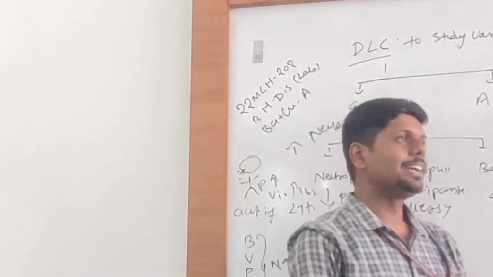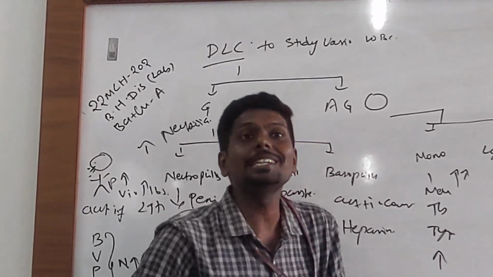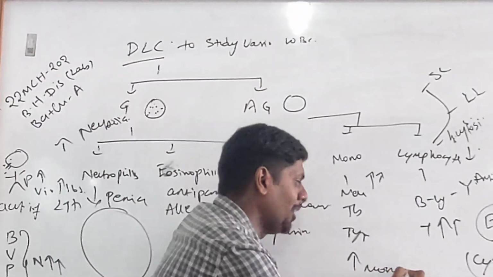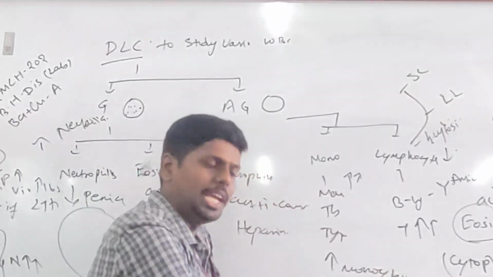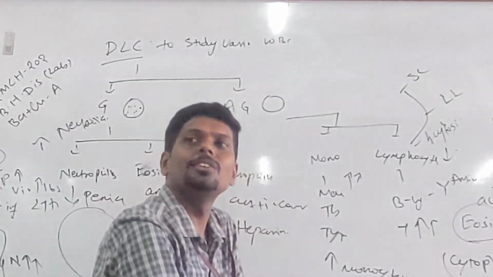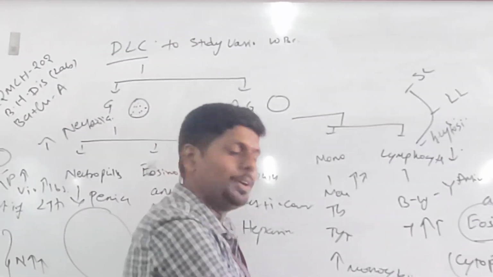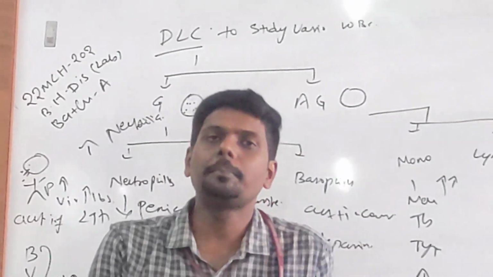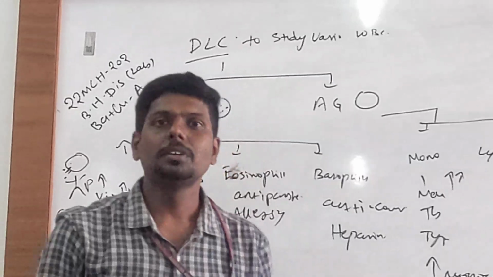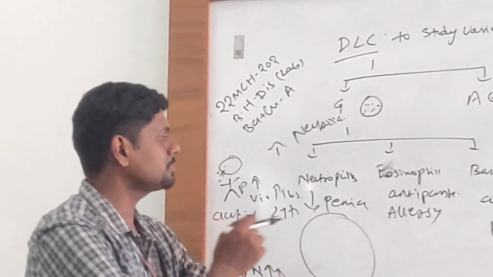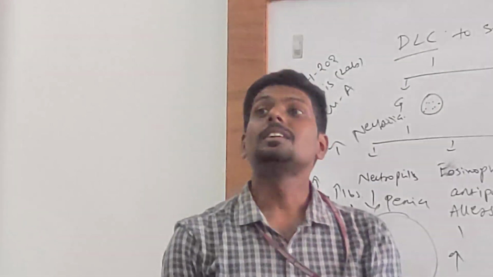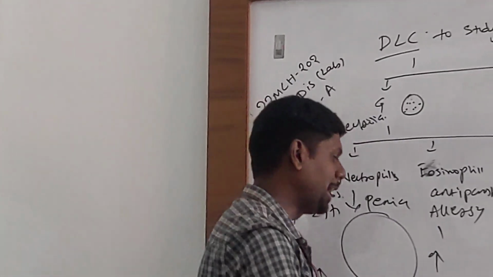Now, based on this, tell me increased monocytes is called as monocytosis. Very good. Monocytosis. Decreased monocytes is called as monocytopenia. Very good. Monocytopenia. Clear? Next one. Increased eosinophils is called as eosinophilia. Very good.